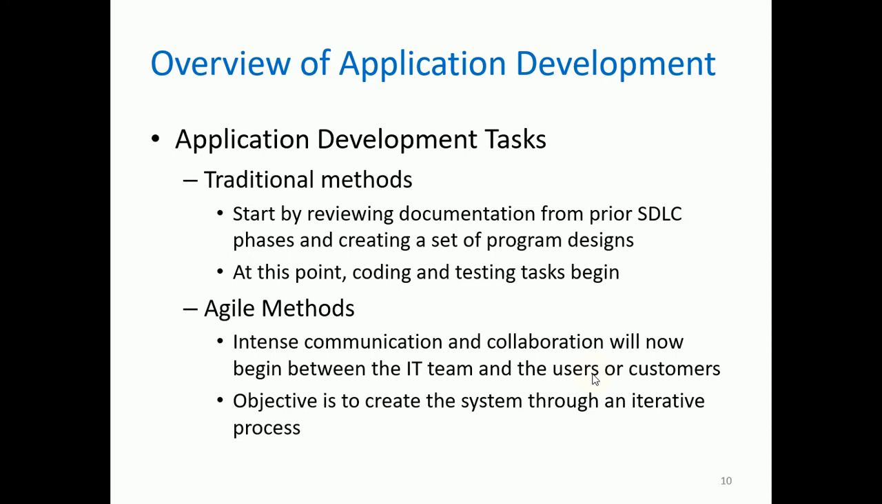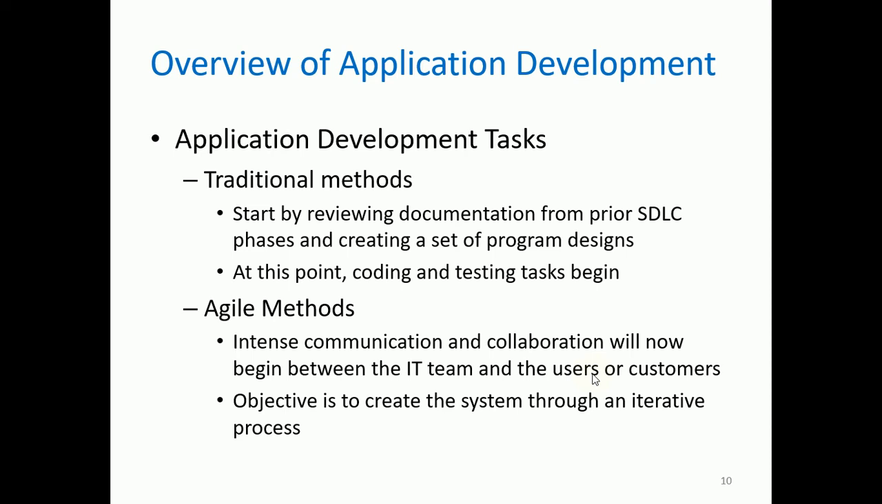So what are the application development tasks? We can choose either the traditional method or the agile methods. For traditional methods, start by reviewing documentation from prior SDLC phases and creating a set of program designs. And then at this point, coding and testing tasks begin. And then next, we have the agile methods.